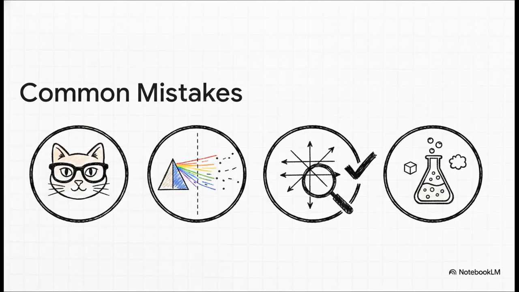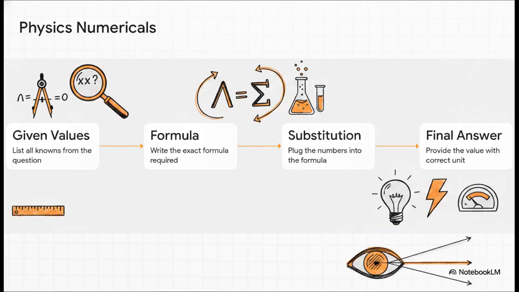Third, drawing these beautiful perfect ray diagrams, but totally forgetting to draw the little directional arrows on the lines. Guys, without arrows, it's just geometry, it's not physics. And finally, especially in your chemistry sections, forgetting your solid, liquid, or gas state symbols in your equations. Don't leave those out.